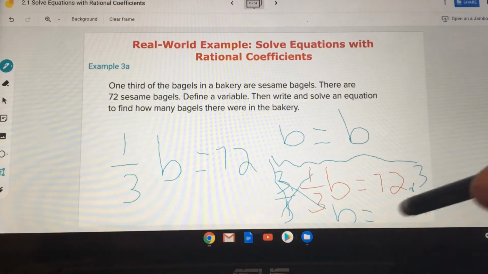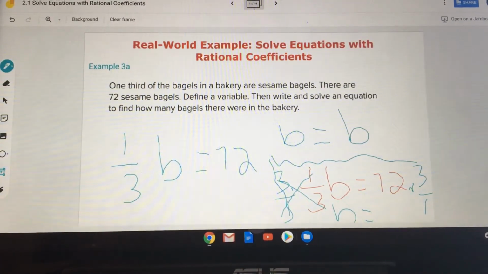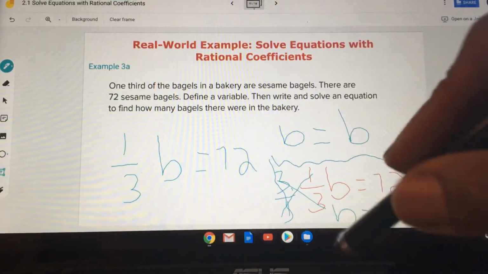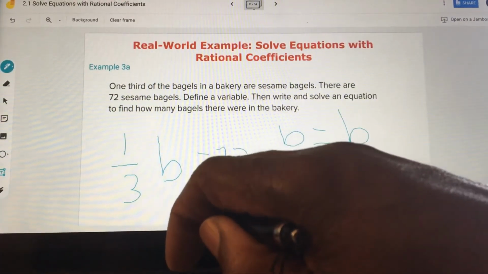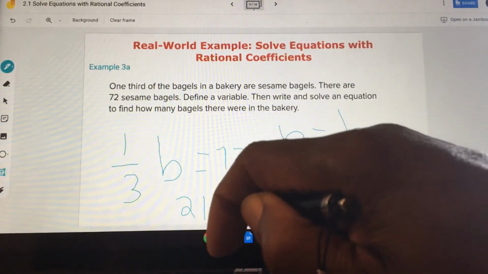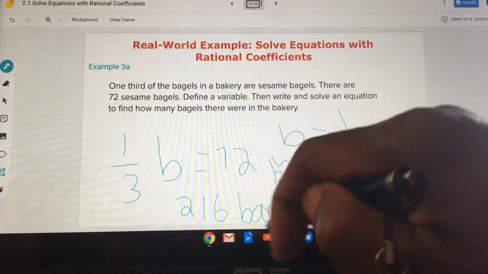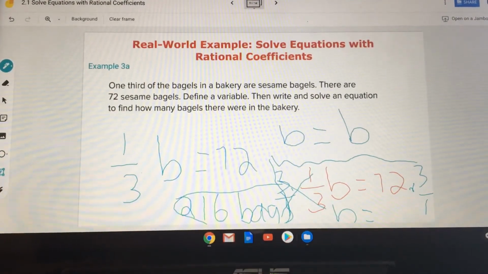Here, you don't even need your denominator. All you have to do is 72 times 3. And you will get 216. So there's 216 bagels in the bakery. Okay? I would label bagels, so I know this looks sloppy. I hope you can understand it.